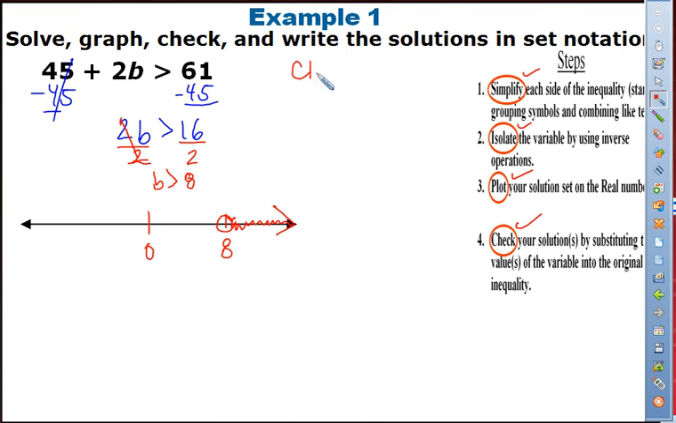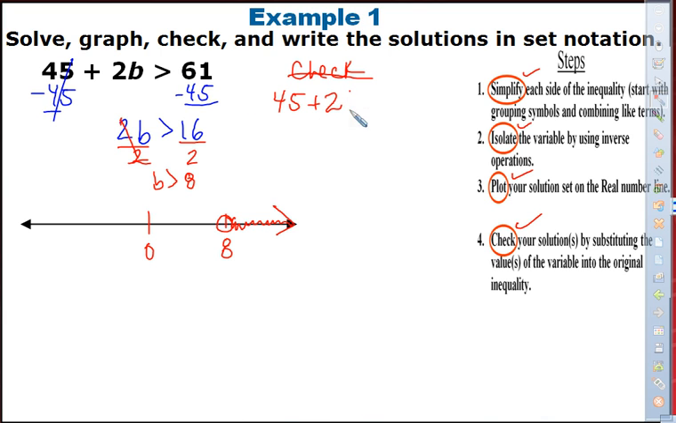So let's write here check right next to it. We're going to rewrite this 45 plus 2, and instead of B, I'm going to open a parenthesis, greater than 61. So let's see. I'm going to choose a number that's in my solution set here. Let's see if I choose 23. So 2 times 23, that's 46, and I bring everything else down. The 45, the plus, the greater than, and the 61. 45 plus 46, that's 91. Is 91 greater than 61? Yes, it's true. We're done checking.